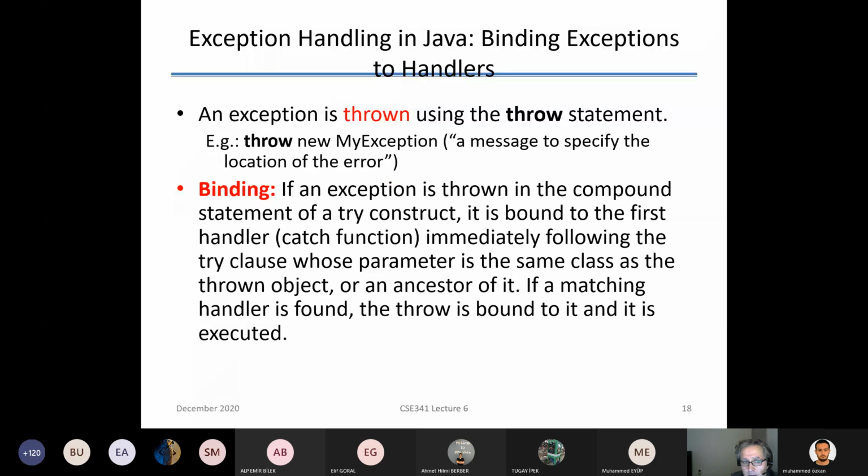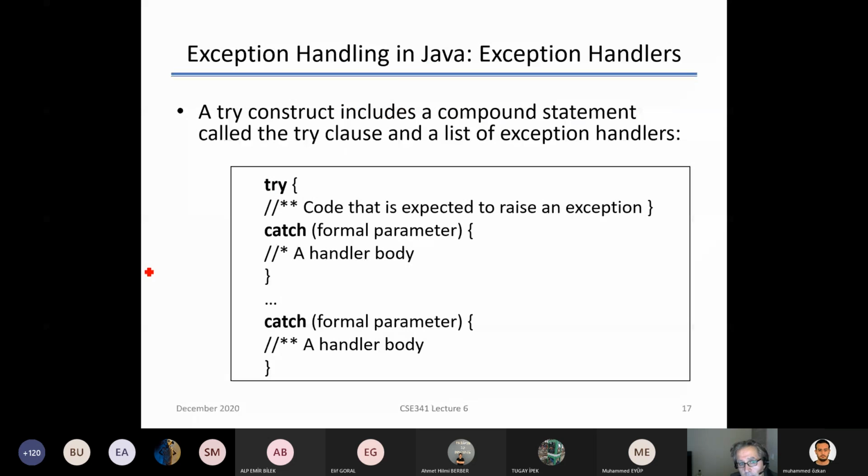to the parameter. So here, these formal parameters of these catch blocks, if there is an exception raised here, the type of exception is going to be matched to this one. If it is matching, then it will be handled by this one. Otherwise, it will be looked for in the second one and third one. In this case, this is not pattern matching. This is type matching. So a class has to match, either the same class or an object from the same class or an ancestor of it.